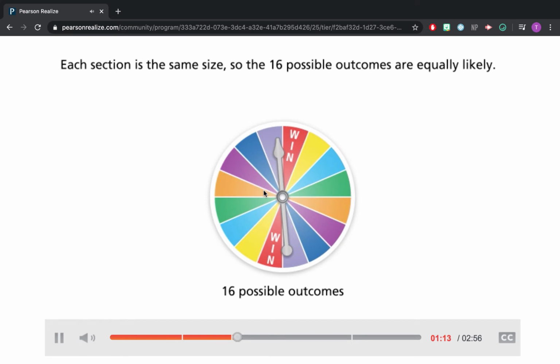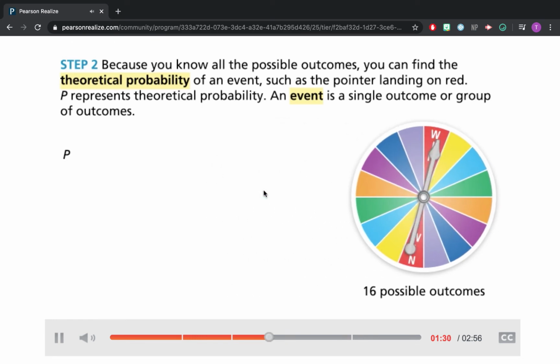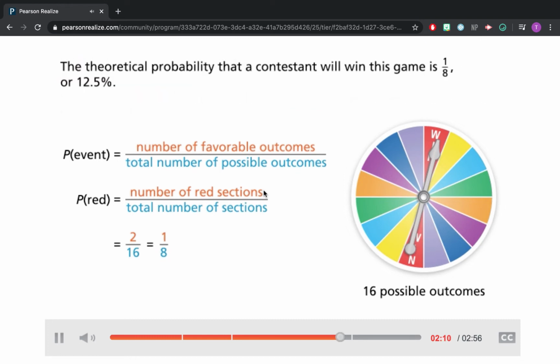Each section is the same size, so the 16 possible outcomes are equally likely. Because you know all the possible outcomes, you can find the theoretical probability of an event, such as the pointer landing on red. The letter P represents theoretical probability. An event is a single outcome or group of outcomes. The probability of an event is the number of favorable or desired outcomes divided by the total number of possible outcomes. In this situation, the event is the spinner landing on red. The probability of landing on red is equal to the number of red sections on the spinner divided by the total number of sections. There are 2 red sections and 16 total sections, so the probability is 2/16, or 1/8. The theoretical probability that a contestant will win this game is 1/8, or 12.5%.